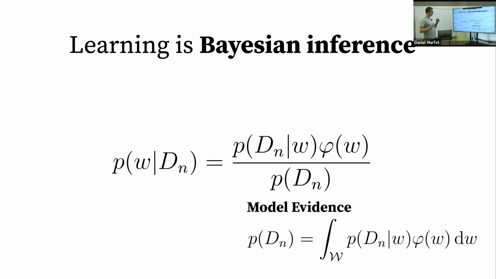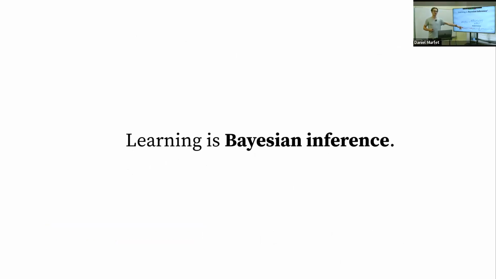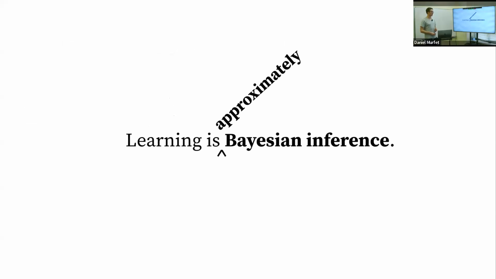Okay, so there's a problem with this definition of learning, and that is that Bayesian inference is just completely intractable, right? You can't perform these integrals pretty much ever. So we need to do something different. And I propose that the first change you can think about is that learning is approximately Bayesian inference.